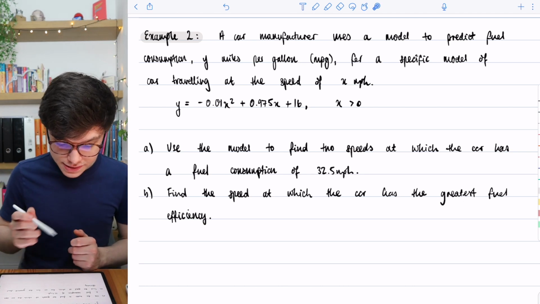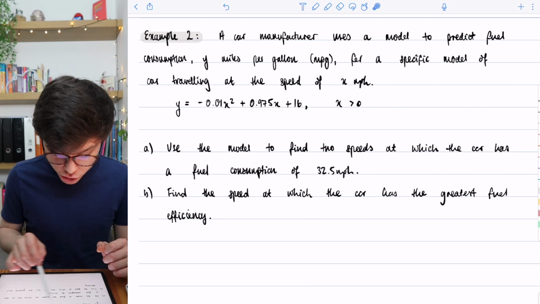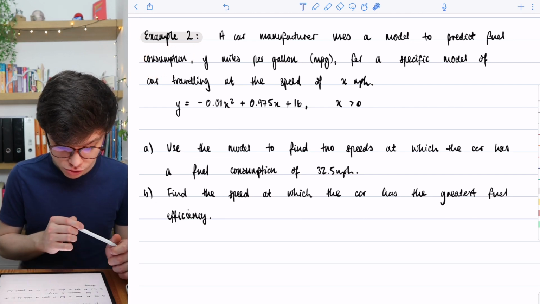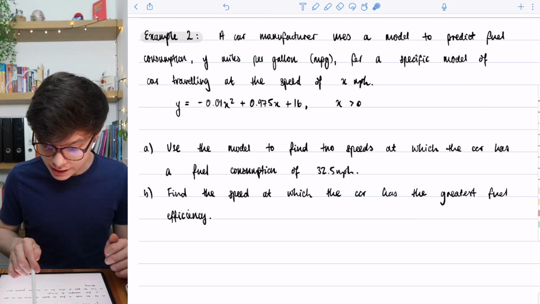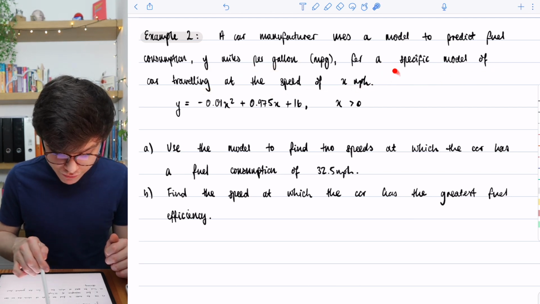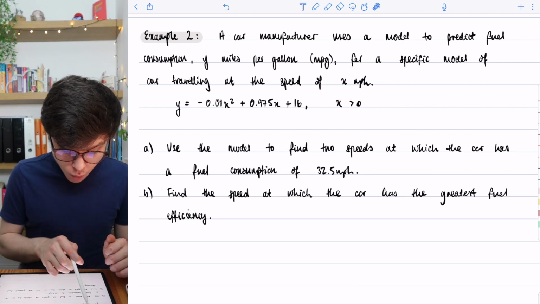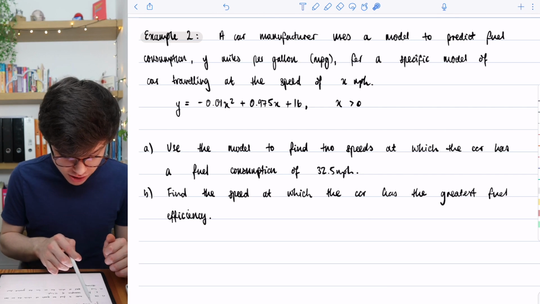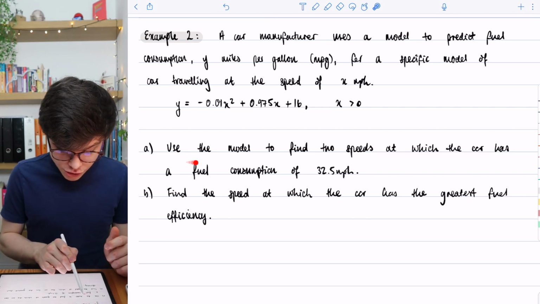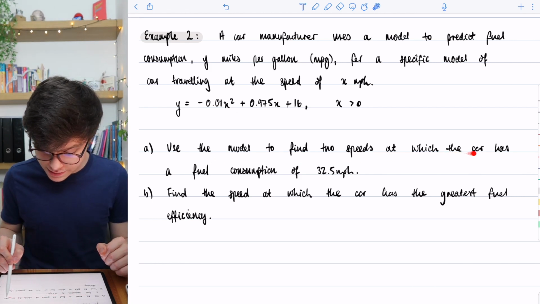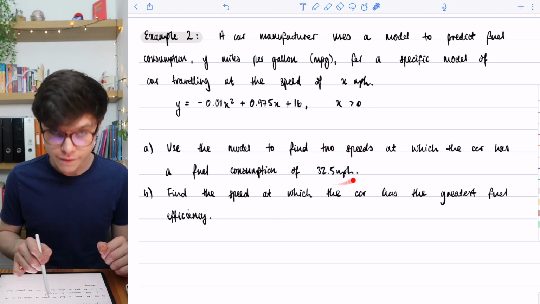Okay, example 2 says, well, we've got a car manufacturer and they use a model to predict fuel consumption, okay? The fuel consumption is y miles per gallon and it's for a specific model of car travelling at the speed of x miles per hour. The y, which is our fuel consumption, is modelled using this quadratic. Part A says use the model to find two speeds at which the car has a fuel consumption of 32.5.